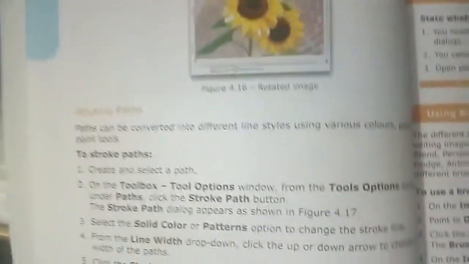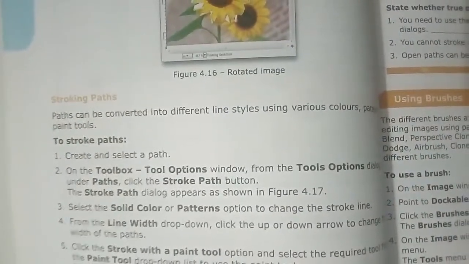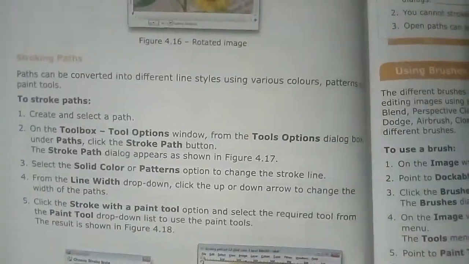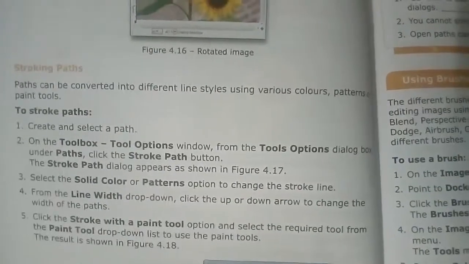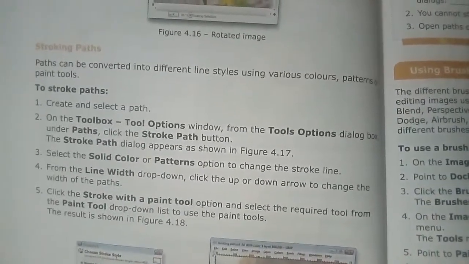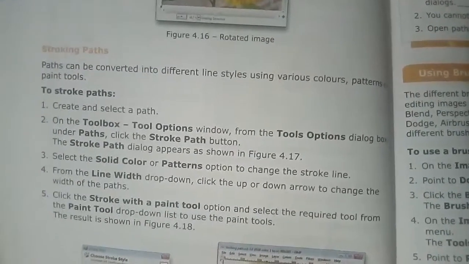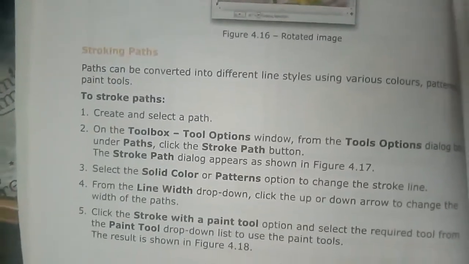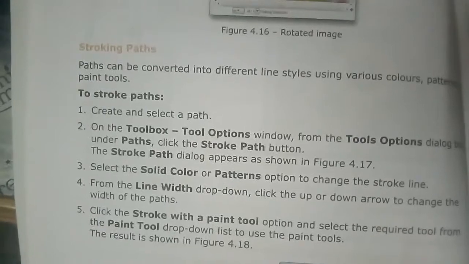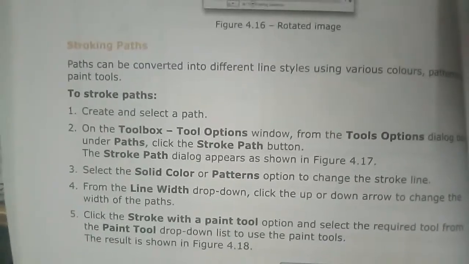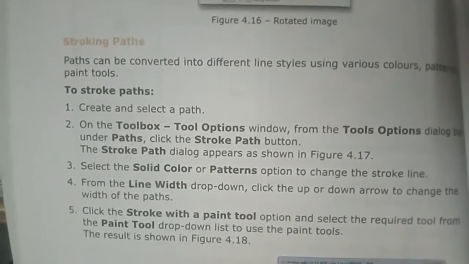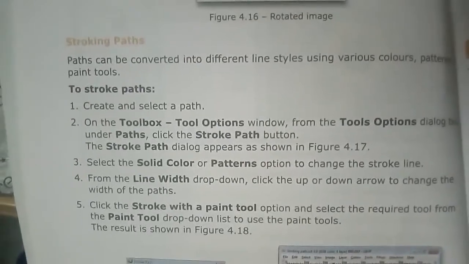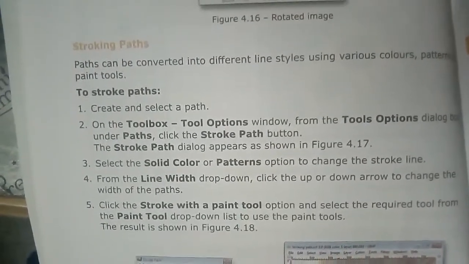Now the next one is stroking paths. Stroking paths means that paths can be converted into different line styles using various colors, patterns, and pen tools. So that is stroking paths. How will you do that? For that, first you have to create a path and select that path in the toolbox tool options window. From the tool options, under paths, you will get the stroke path option. So you have to click on that stroke path button.